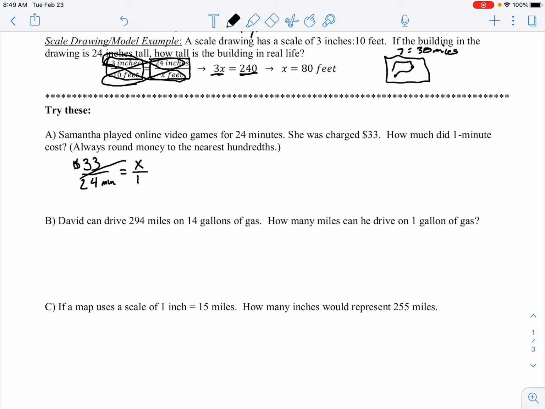And when we do these like this, we can see that 24x is equal to 33. Another way you can find these, sometimes if you're lucky, is just divide the money by the minutes here to get your unit rate, because that's exactly what we're doing here. We're taking extra steps to do the same thing, but it never hurts. So x equals, let me get my calculator real quick.